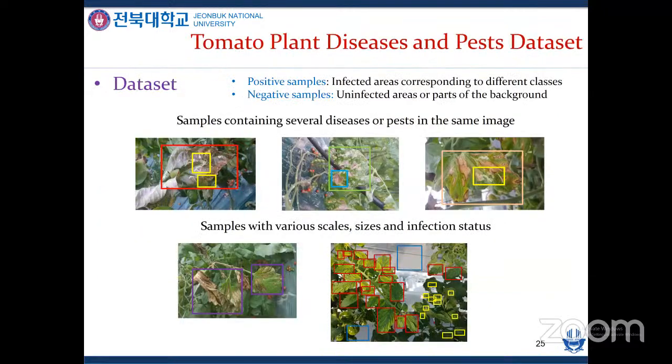So we collected the data set, with positive samples and negative samples. Let's say we got positives in terms of the types of diseases, multiple different diseases in the same image, and not only diseases, but also viruses, pests and insects, with different scales, different infection status, and different greenhouses.